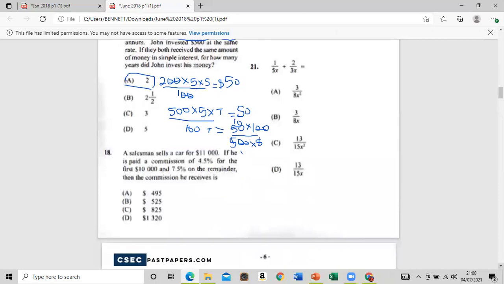It says a salesman sells a car for 11,000. If he is paid a commission of 4.5% for the first 10,000 and 7.5% on the remainder, then the commission he received is, go ahead and try that. Very simple. Alright, so there are two types of payment in it. So the first one, he sells 11 grand, so it will split into 10 and 1, right? We know that. Alright, so the first 10,000 is 4.5%.